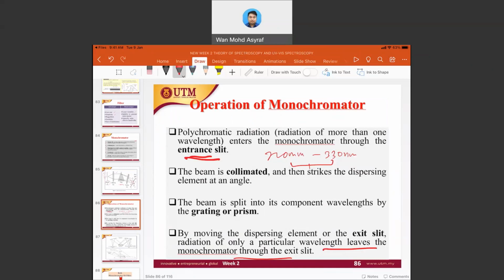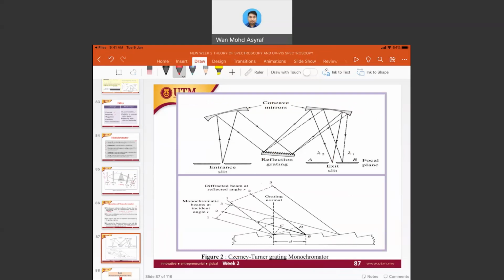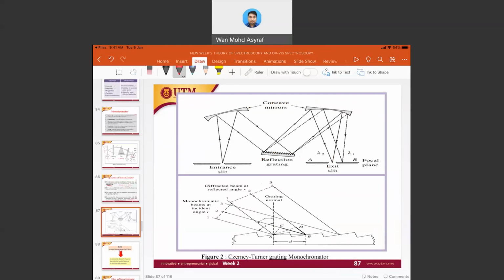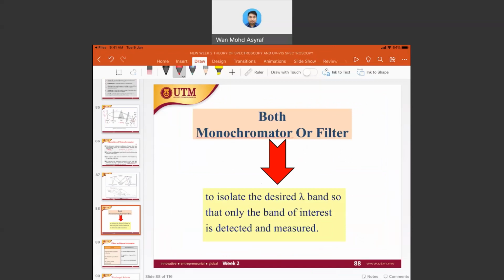This is important, yeah? So this is a diagram illustrating how a monochromator works. Basically, both the monochromator and the filter are wavelength selectors. The function of a wavelength selector comes from its name, which is to isolate the desired wavelength so that only the band of interest is detected and measured.